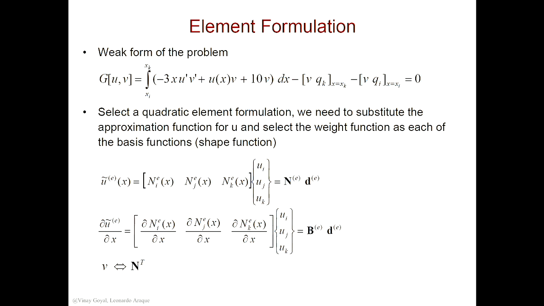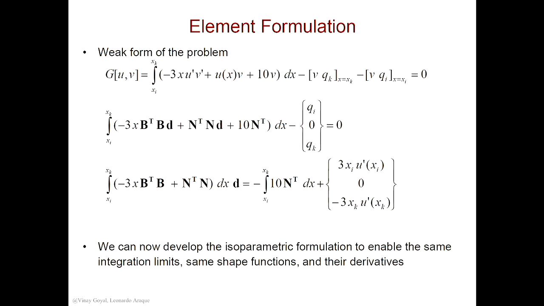And instead of selecting V to be Ni for the first equation, V to be Nj for the second equation, V to be Nk for the third equation, because you have to do that for each basis function. I already taught you the trick. Just make V to be N transpose. Be done with it. Okay? And if you have a derivative, so like here I have V prime, you already know that the derivative of the shape function matrix is B. Right? So just call it B transpose. So anywhere you see V prime, I'll put B transpose. Anywhere I see V, I'll make it N transpose. That's the goal here.